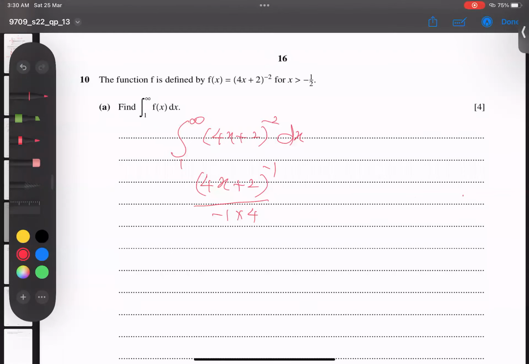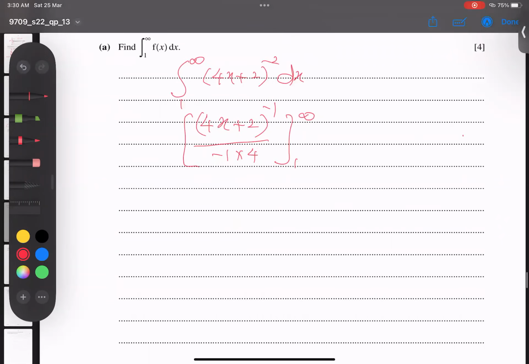This 4 comes from the derivative of the base, because differentiation of 2 is 0 and 4x becomes 4, and that is why 4 came. So this is not a hard thing to understand. But the problem is coming here, the limit is infinity. So let's try to discuss this one.